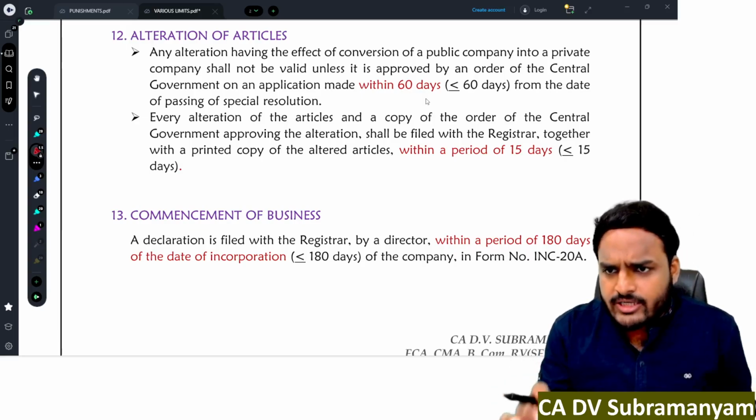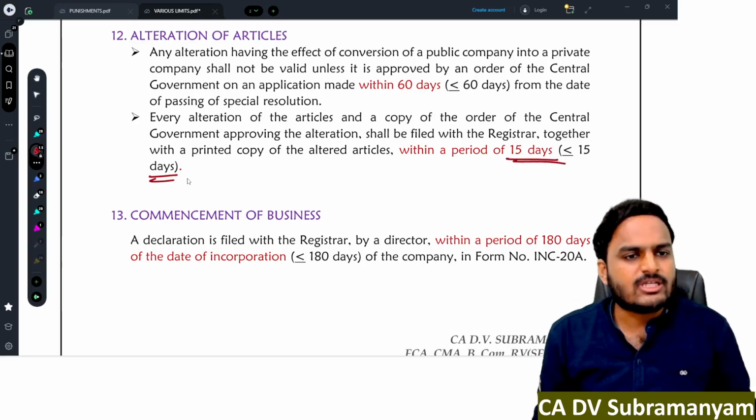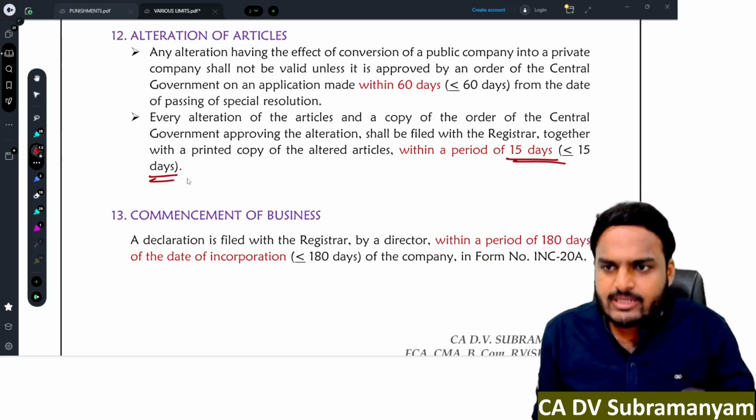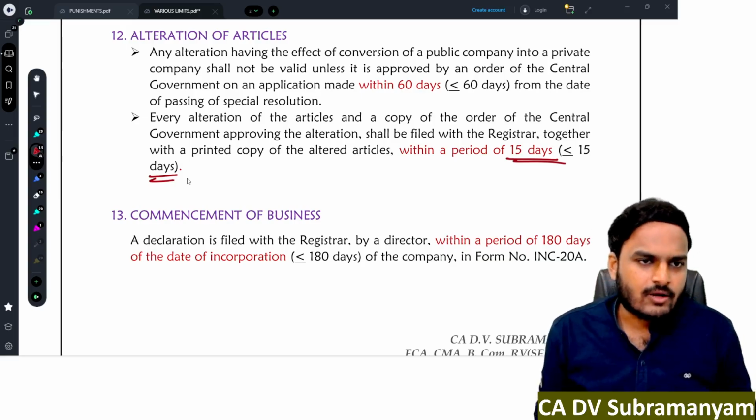Every alteration of articles shall be filed with registrar within a period of 15 days from the change. Whenever you change articles, within 15 days you have to file a copy of altered articles with a registrar.